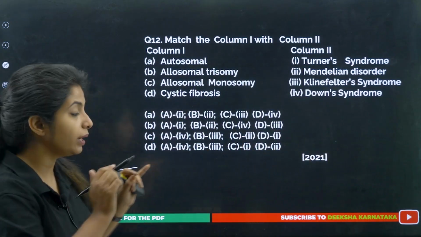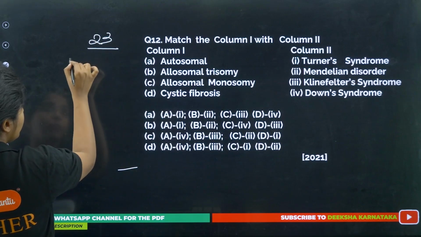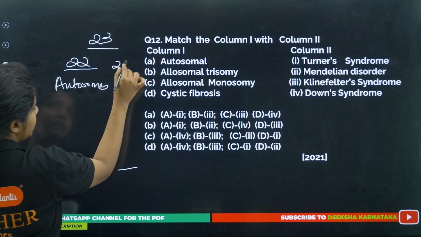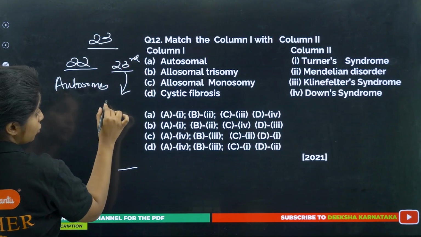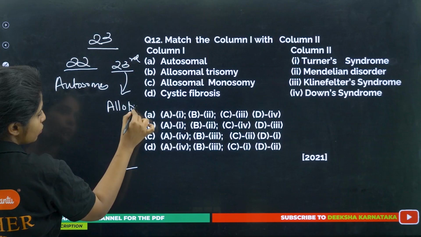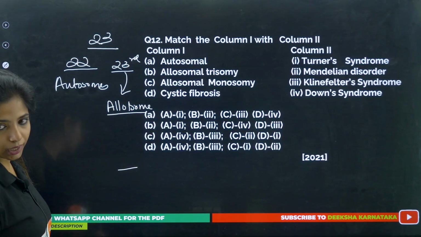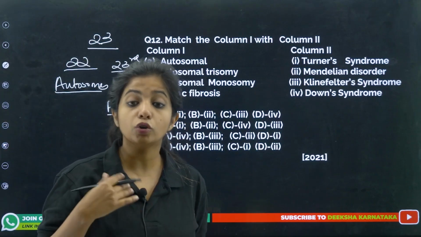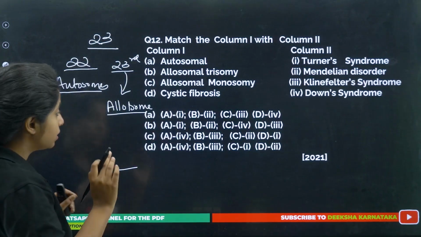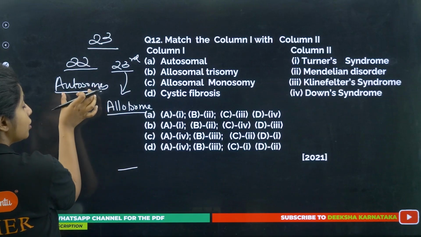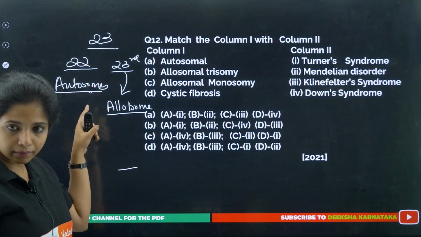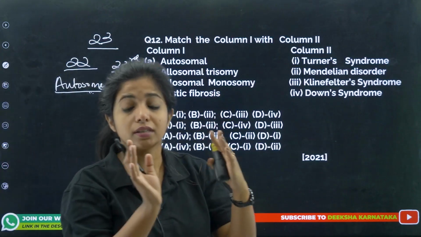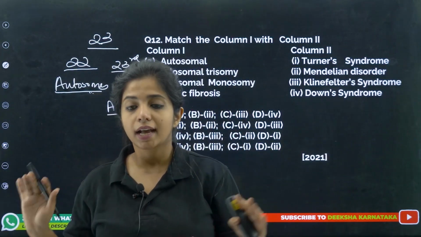So I told you we have 23 pairs of chromosomes. Out of that, 22 of them are known as autosomes. The 23rd pair, which is the sex chromosome pair, is known as allosome. Okay, so when I say that there is some disease that is autosomal, that means that disease will be caused when there are certain changes in the number of chromosomes of this particular thing. Okay, when trisomy and monosomy come.